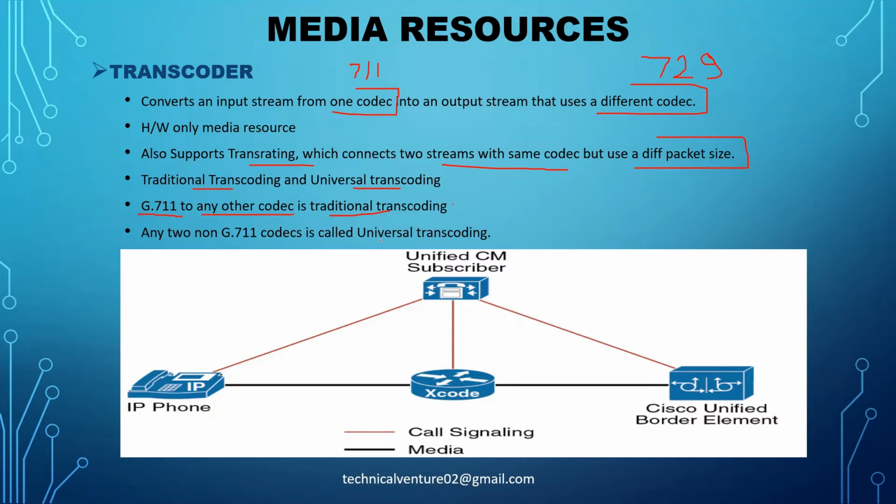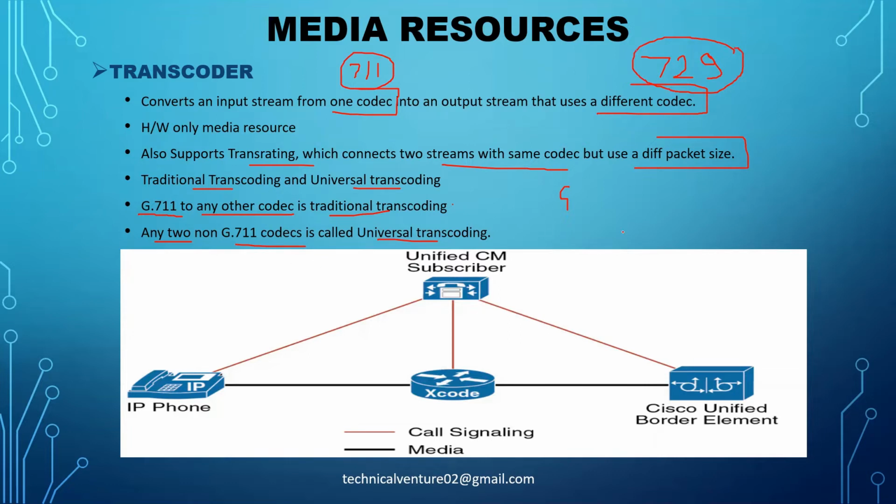And what does universal transcoding mean? Any two non-G711 codecs conversion is called universal transcoding. Like in traditional transcoding, we can say in this example it is using G711 and it is going to convert it to G729. This is your traditional transcoding.